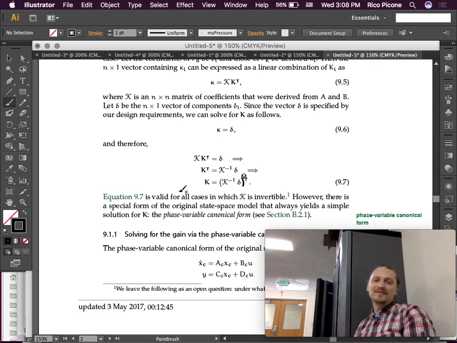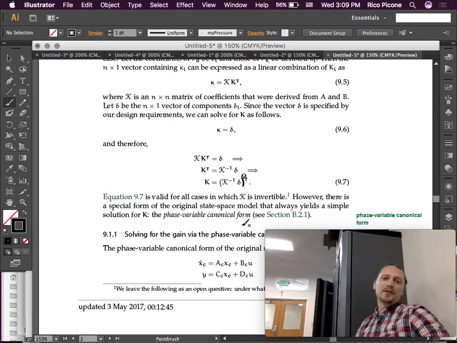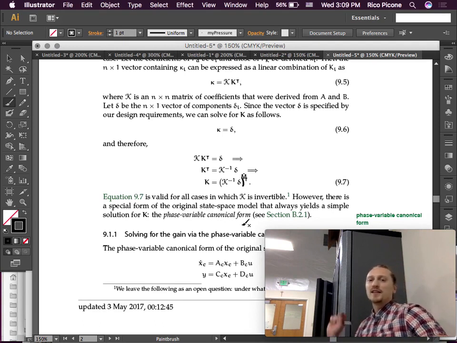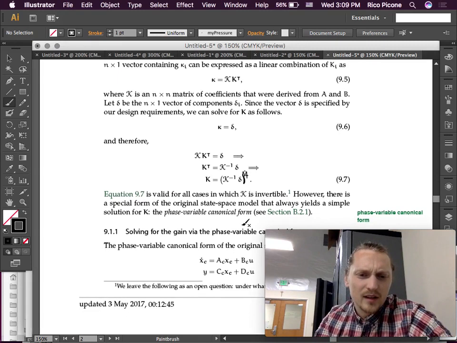However, there's a special form of the original state space model that always yields a simple solution for K: the phase variable canonical form. So this is the part of the lecture where we're going to have a little break and go to the appendix for a moment.